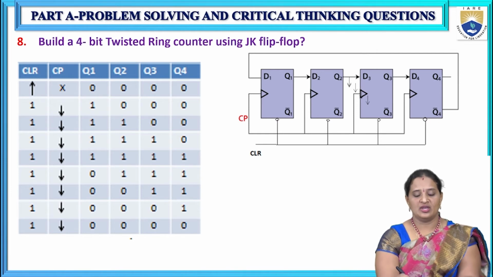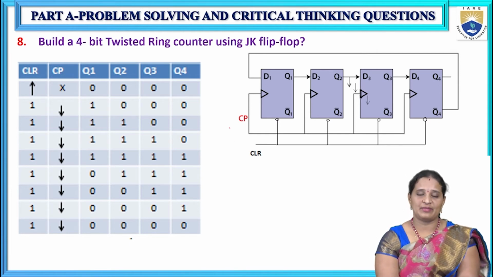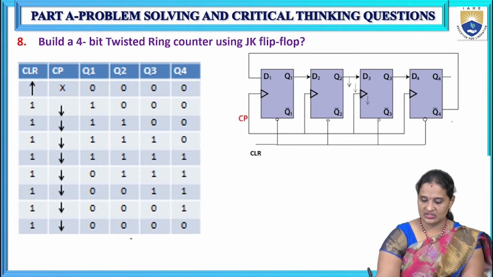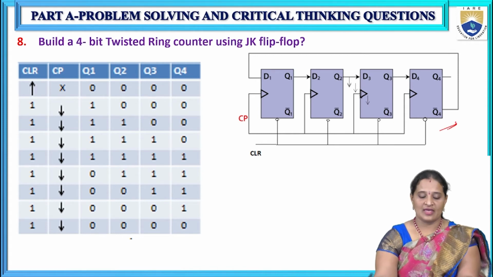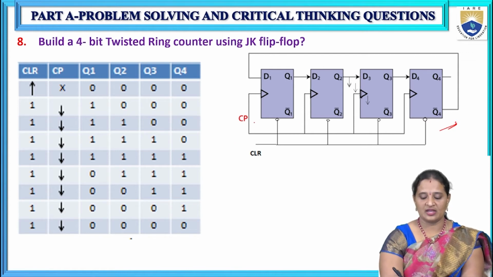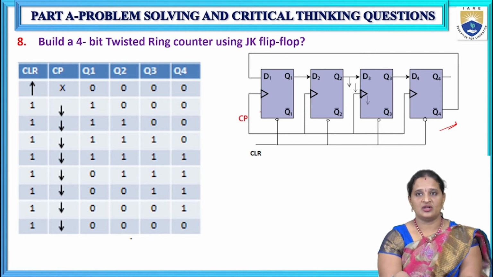Twisted ring counter. So this twisted ring counter is an application of shift register which is operating in serial out mode, right? So if the output, that is Q bar output of the last flip-flop is given as input to the first flip-flop, then such type of counter is said to be Johnson ring counter or else twisted ring counter. So this is the circuit diagram of twisted ring counter and the truth table of twisted ring counter. That is what happens for every clock pulse that is applied. And explain the operation of this twisted ring counter.